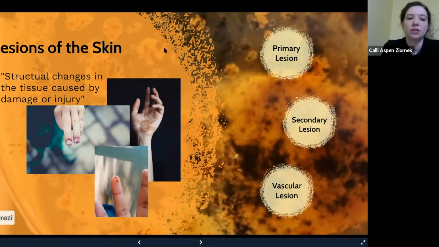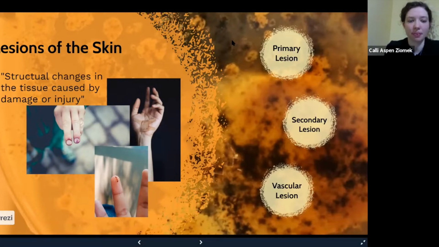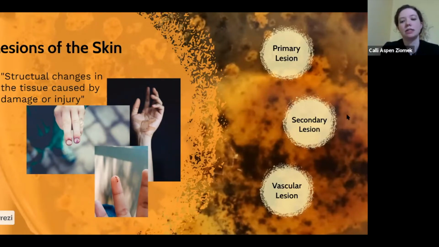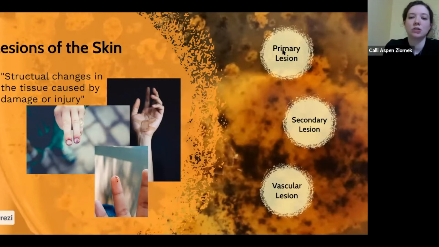So the lesions of the skin are structural changes in the tissue caused by injury or damage. You have three different types of lesions. You have primary, secondary, and vascular lesions. So the first lesion is your primary lesion.